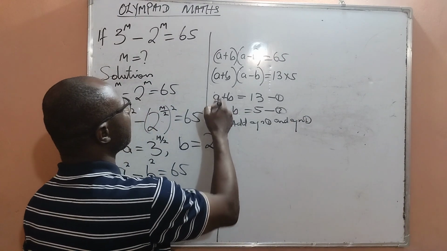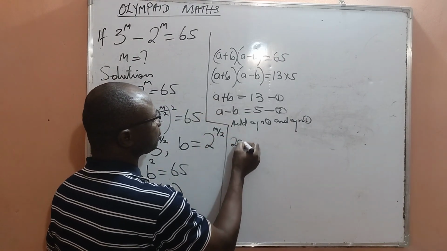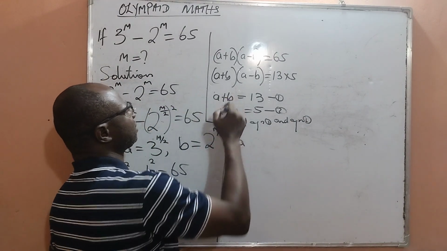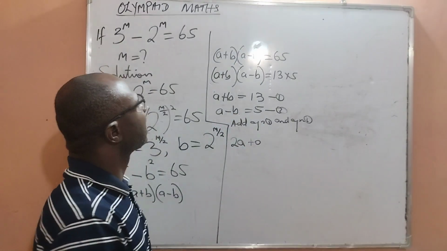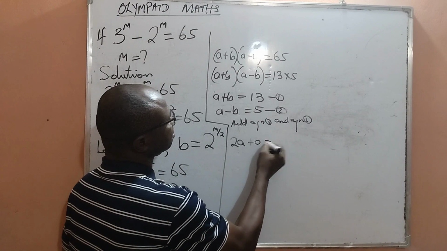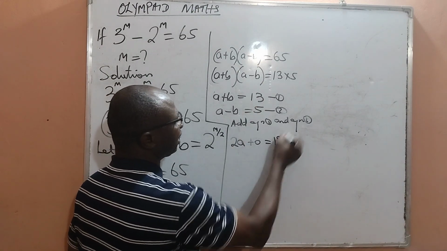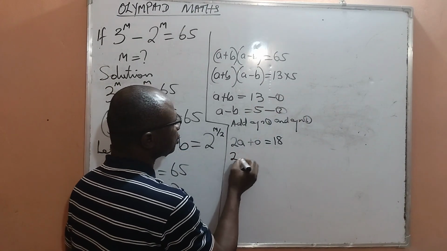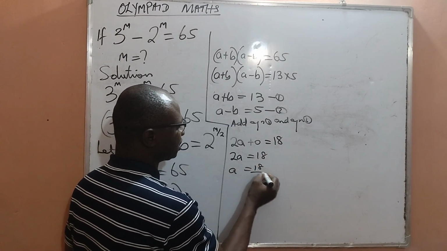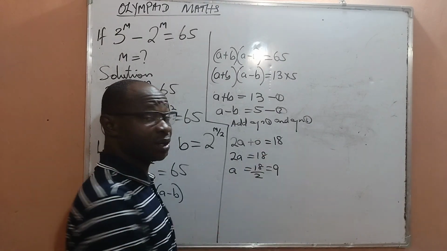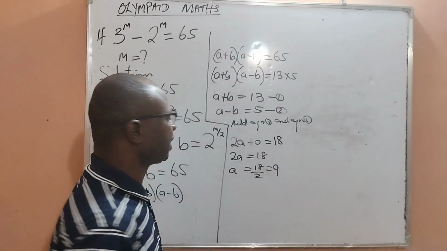A plus a will give me 2a, b minus b will give me 0, and 13 plus 5 will give me 18. At this point, I have 2a equal to 18, making a equal to 18 divided by 2, which is equal to 9. I have gotten the value of a.